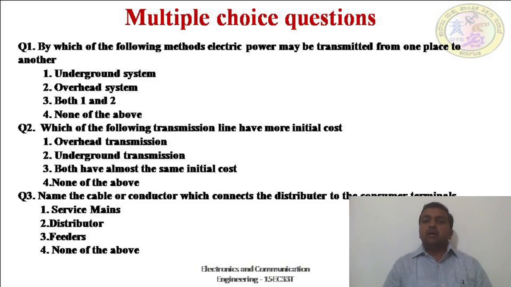Name the cable or conductor which connects the distributor to the mains line or distributor to the consumer terminal. Option number 1, service mains. Option number 2, distributor lines. 3, feeders. 4, none of the above.